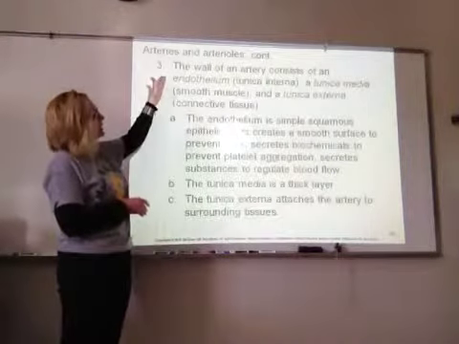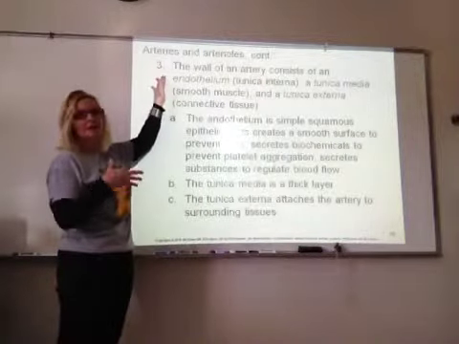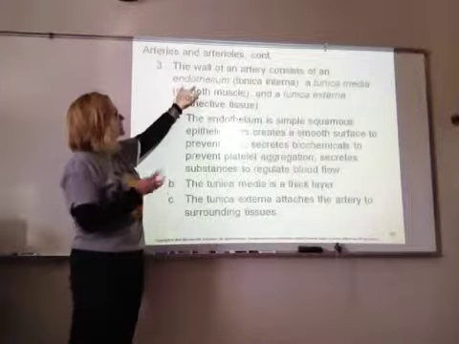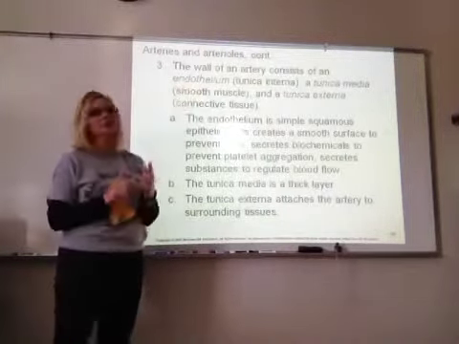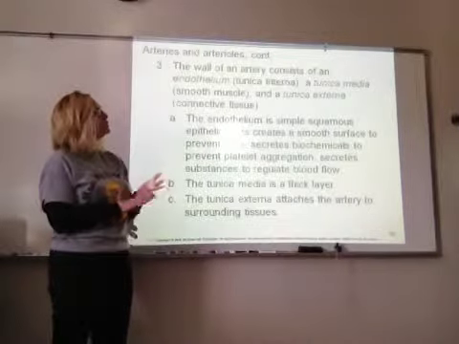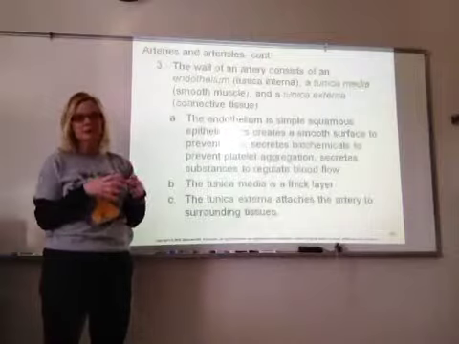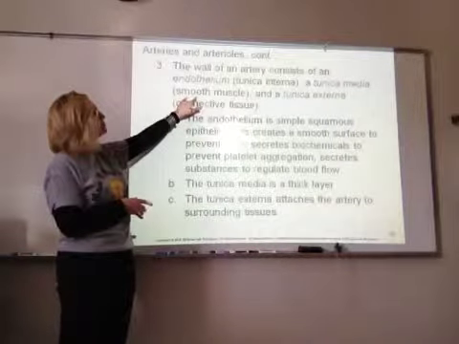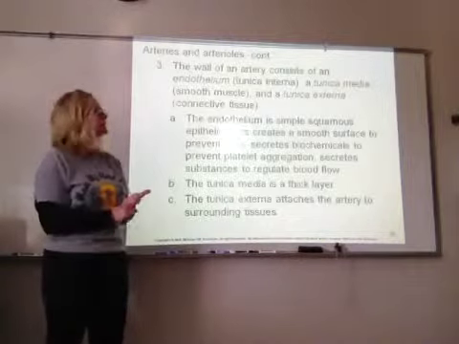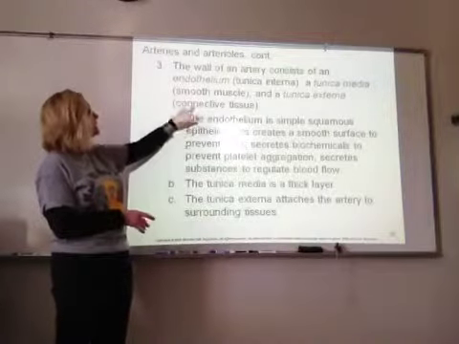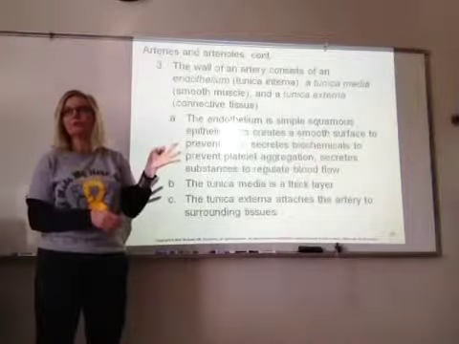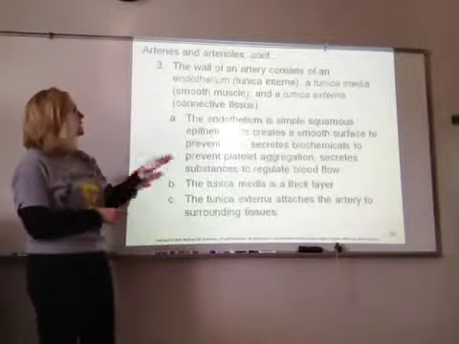So when we look at the construction of an artery, what it's built like: endothelium, the inside, is called tunica interna, inside. Tunica media, middle, and that's made up of smooth muscle. And then tunica externa, or tunica external, is made up of connective tissue. So there's three layers to your arteries.